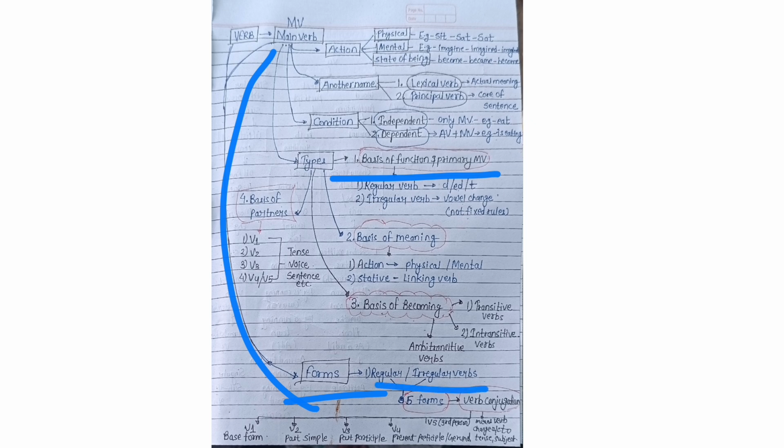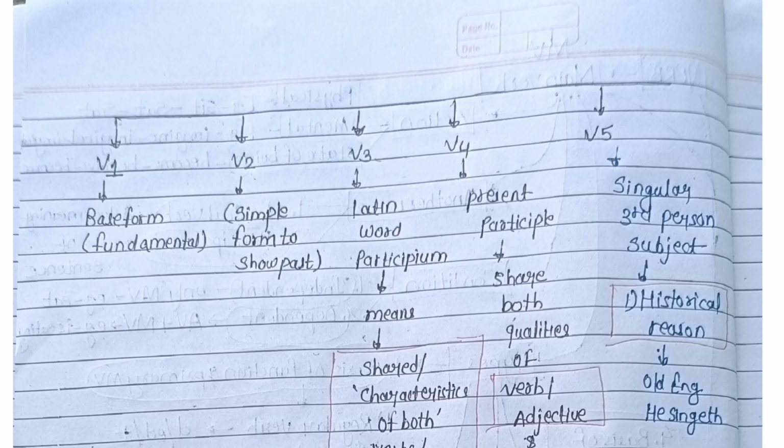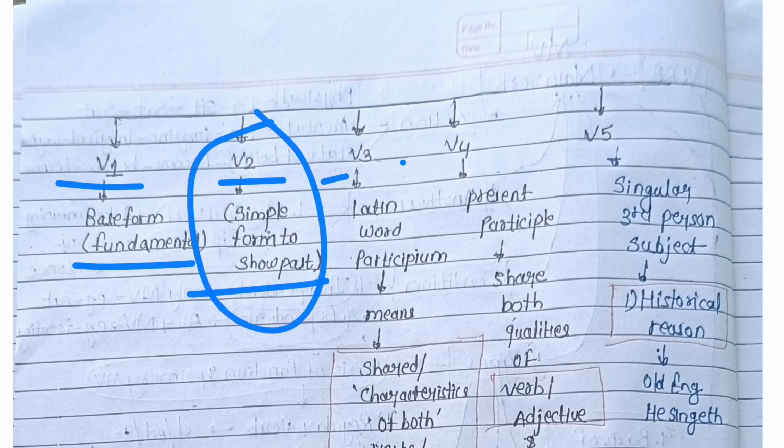Let us tell some more information related to that. Let us see what we call all these. First is V1, which is also known as the base form, the fundamental. V2 is the simple form to show past. For showing past, we always use V2. V3 is also known as the past participle.